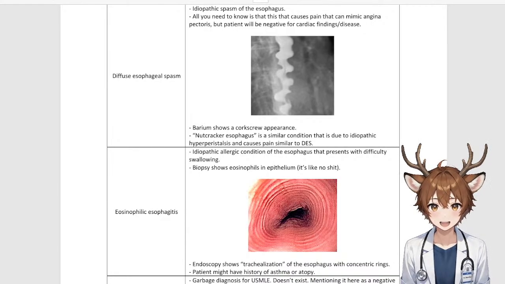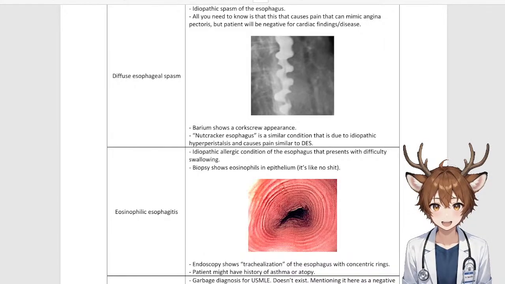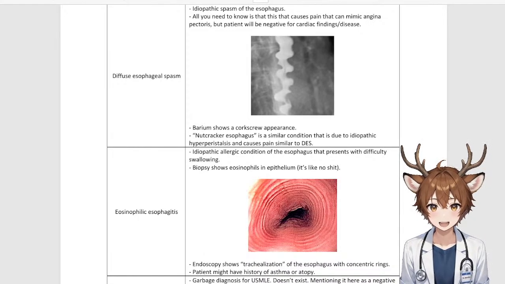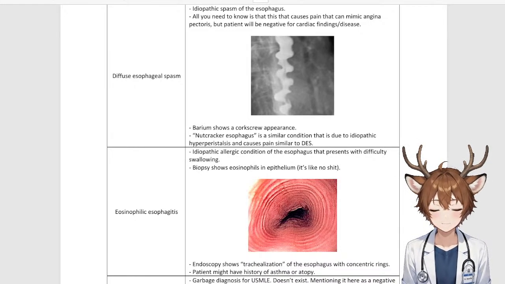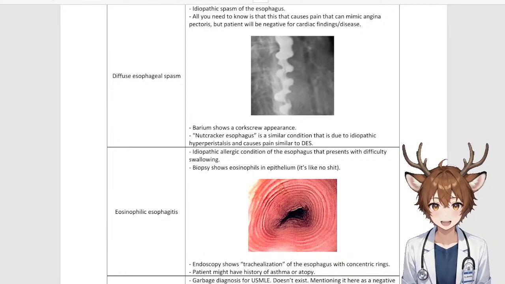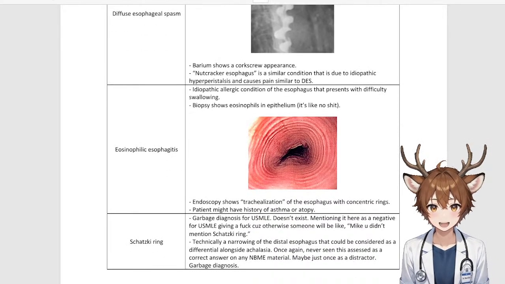Nutcracker esophagus is a similar condition that is due to idiopathic hyperperistalsis that causes pain similar to DES, the diffuse esophageal spasm. So it's similar, but not the same thing.